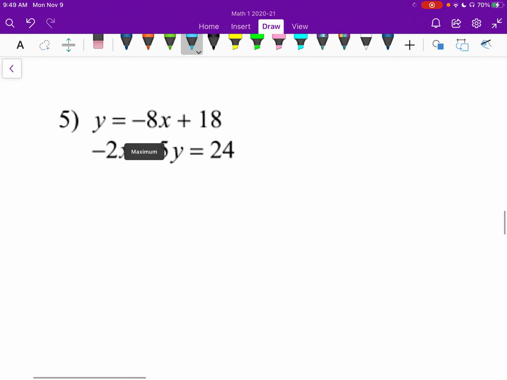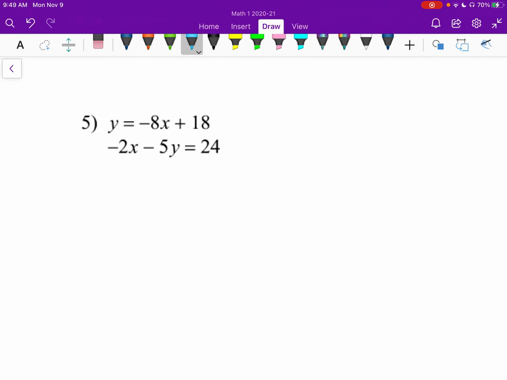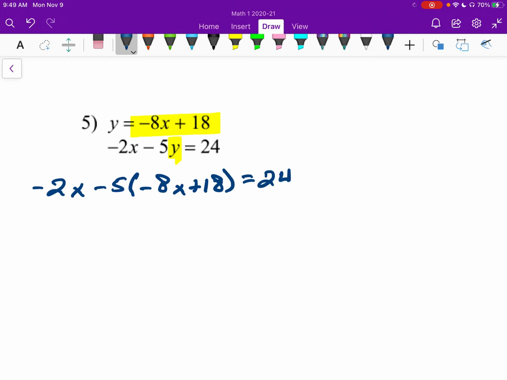All right, my point is going to be (8, negative 2), and there we are. Next page. All right, this one's nice. We've got a y equals there. So this guy here is going to go inside that y. So I'm going to have negative 2x minus 5 times the quantity negative 8x plus 18 equals 24.